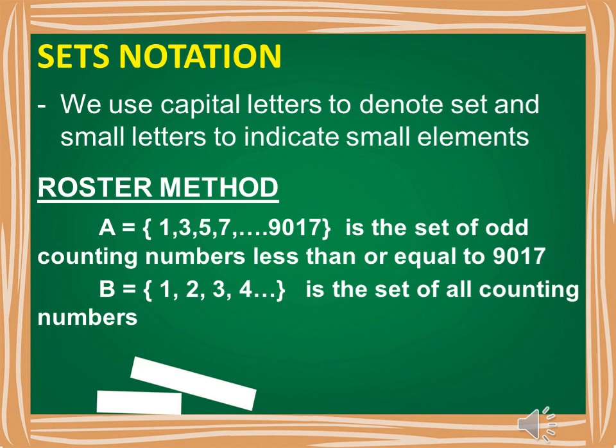So we have elements from 1 to 4. As you can see, after 4 there are 3 dots. This refers to ellipses. You call these 3 dots ellipses. So it is the set of all counting numbers. So for all counting numbers, after 4 we have 5, 6, 7, and so on.